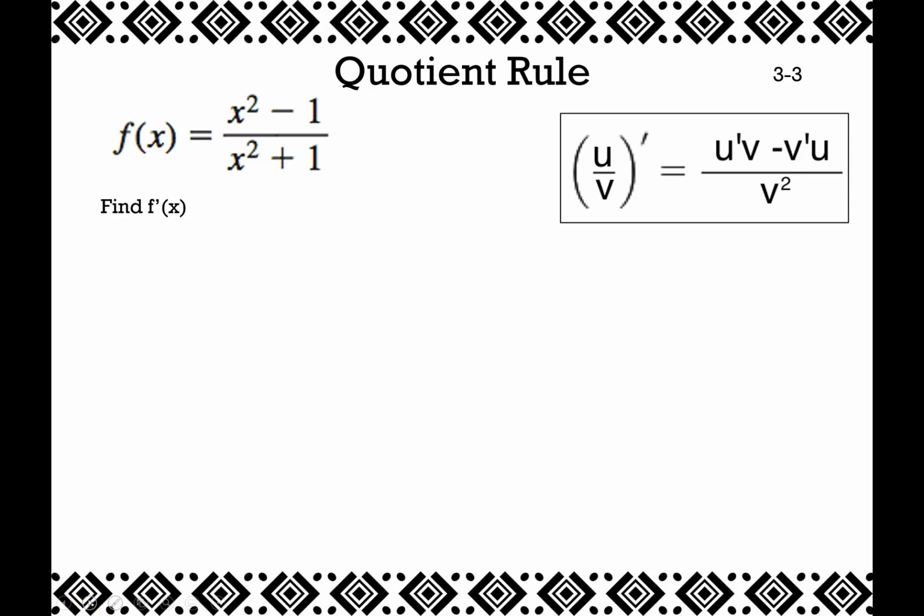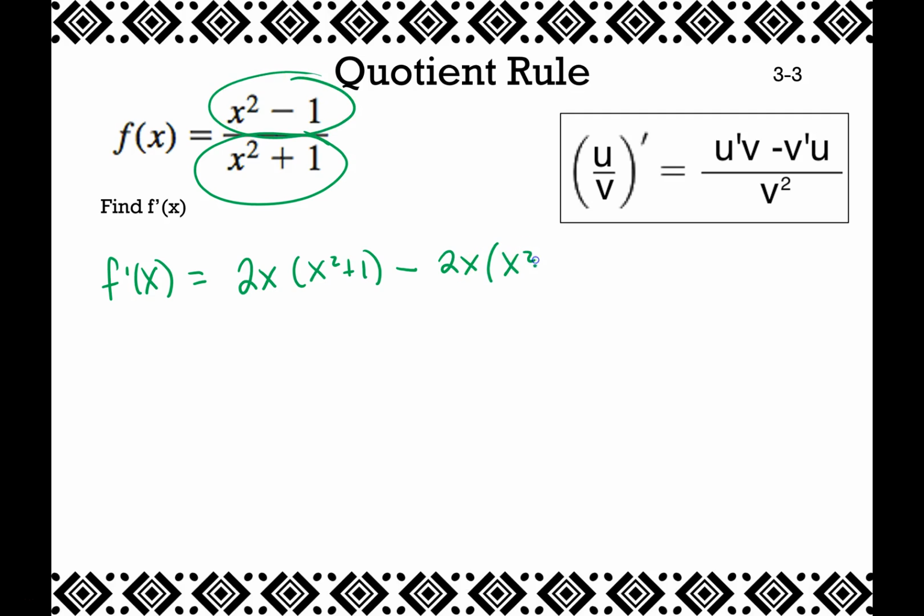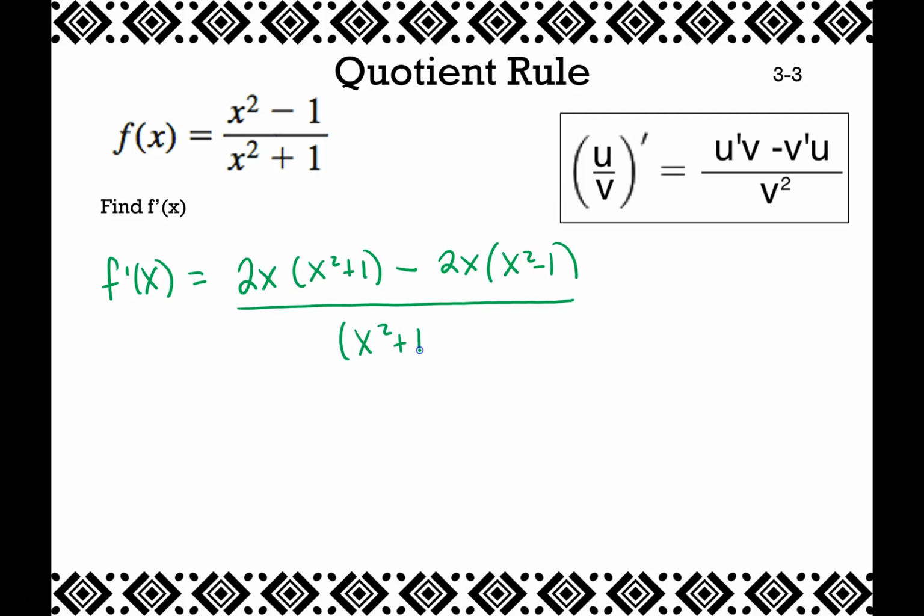Let's do some examples. So f prime of x in this particular case is going to be equal to the derivative of the first. I'm thinking the first as being the numerator, so that's just going to be 2x times the second, x squared plus 1, minus the derivative of the second, which is going to be a 2x, times the first, all divided by the denominator squared. So that's x squared plus 1.